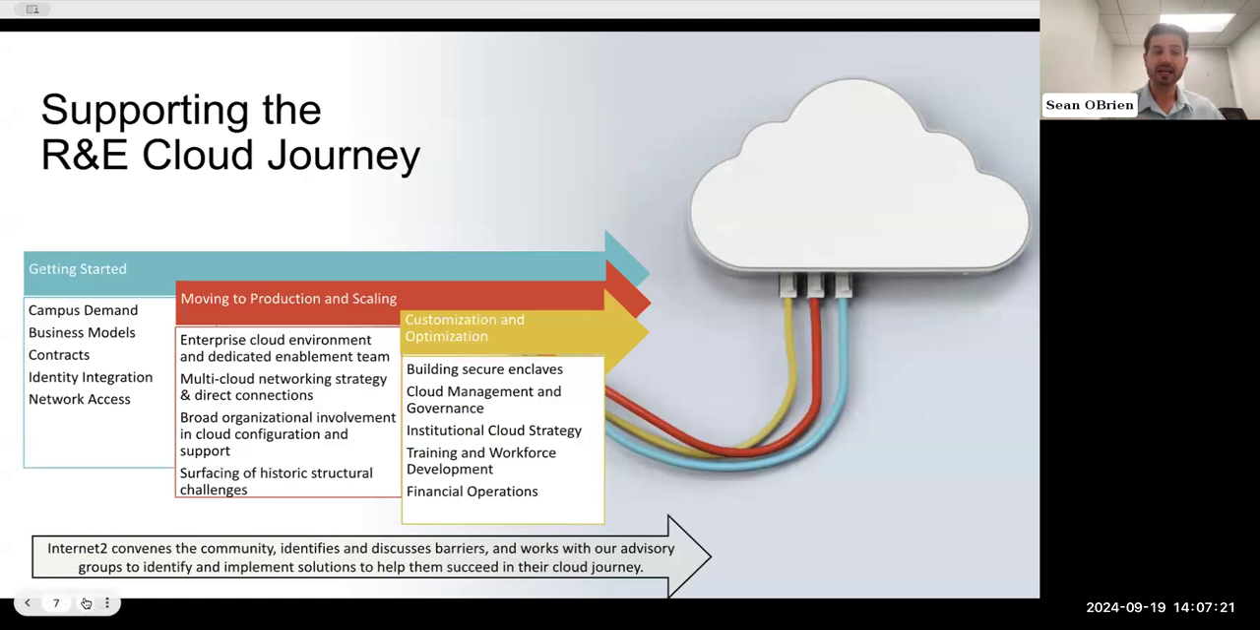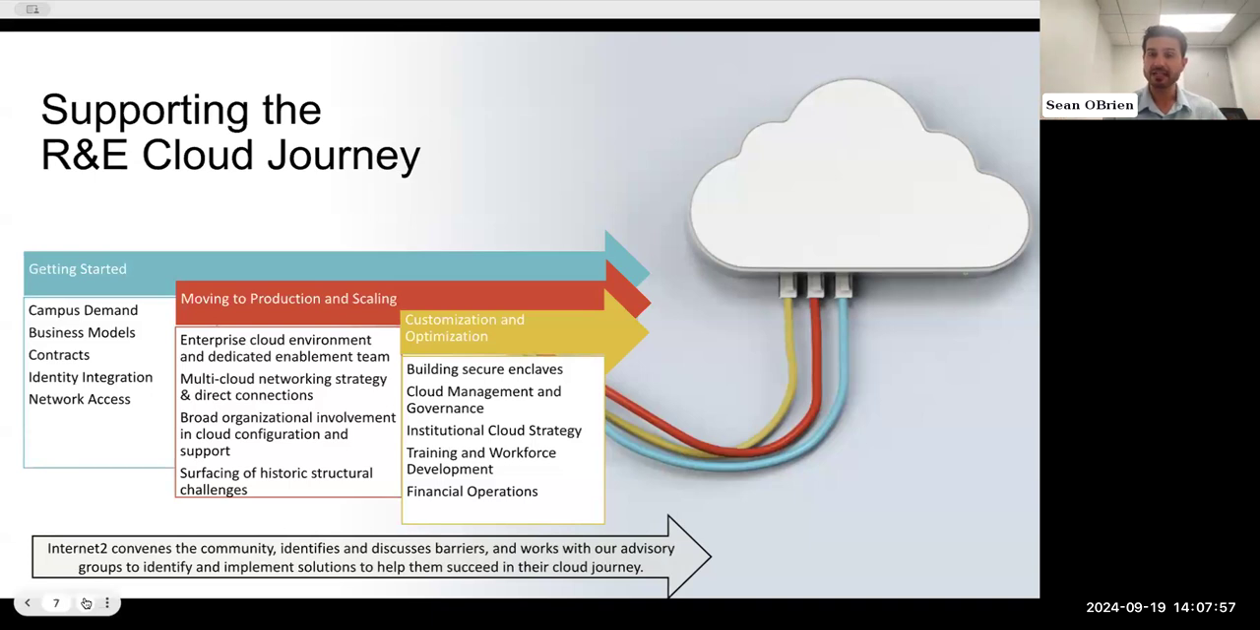We're always looking through the context of how do we support the research and education community's cloud journey. So, for those of you who have worked with us for a while in the Net Plus program, we spent many, many years thinking about some of these areas in the getting started aspect of the journey. How do we help support business models? How do we help develop contracts? How do we ensure the cloud services that we have are integrated with the community's existing investments into cyberinfrastructure, like the Internet2 network and like InCommon?